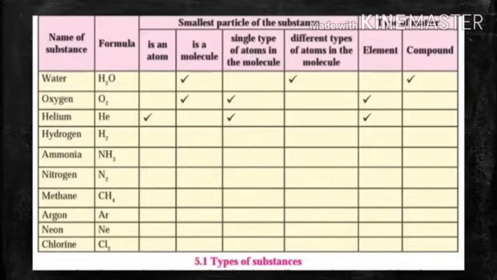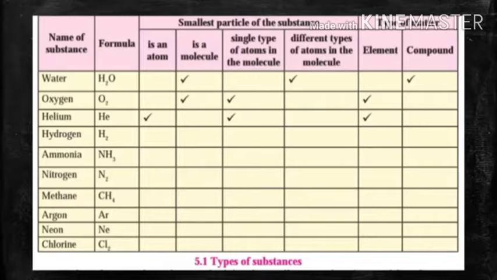So let us understand this through the types of substances from your chapter number 5, page number 28. The chart is given. You have to copy this chart in your notebook. Let us first see the example of water. The formula is H2O. We have to identify whether it is an atom or a molecule. It is not an atom. Why? Because there is a combining of two atoms of hydrogen and one atom of oxygen. Combining gives you a molecule. So it is a molecule, and I have ticked the place for molecule.